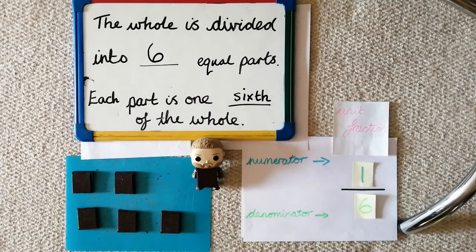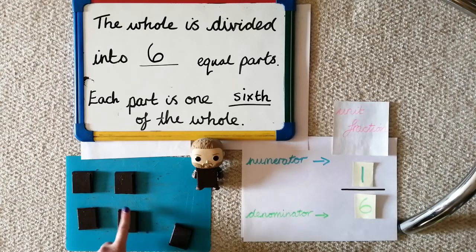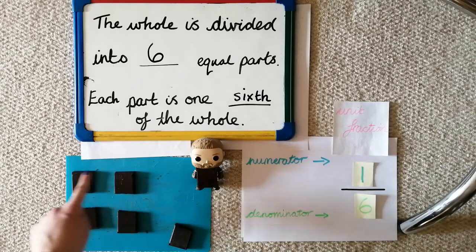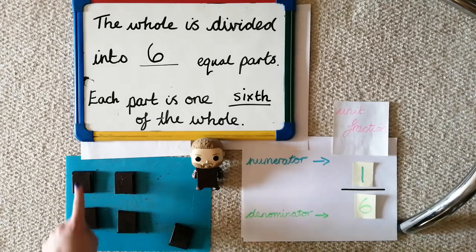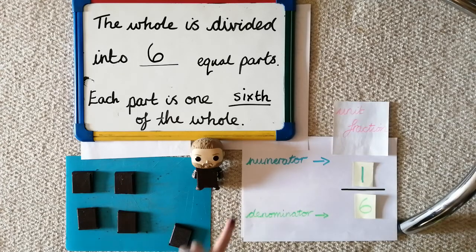of the whole. So Cap here has 1/6, but if I took this piece, this is also 1/6 as well. And this is 1/6, and this is 1/6, and this is 1/6, and this is 1/6. Each part of this whole represents 1/6.